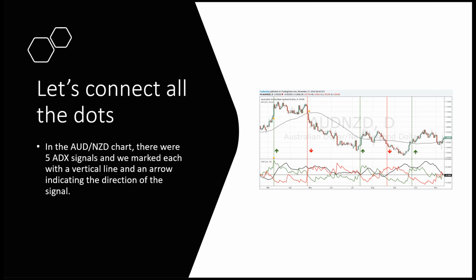Right here it gave us a buy. Here it gave us a sell. Here it gave us a buy. Here it gave us a sell. Here it gave us a buy. Now keep in mind, the ADX and the DMI only tell you strength. They don't tell you how far the asset might move.